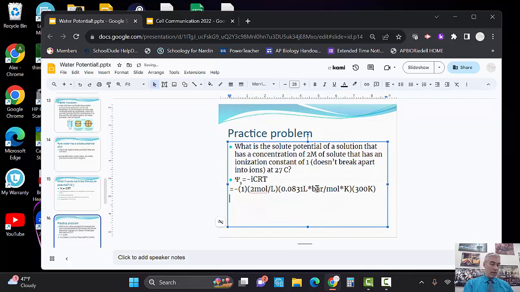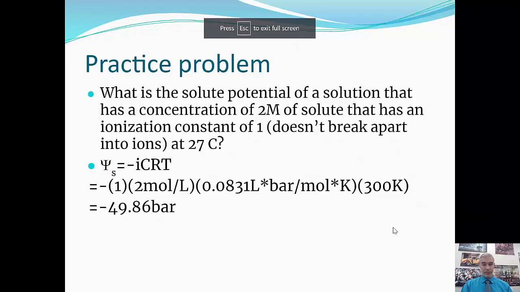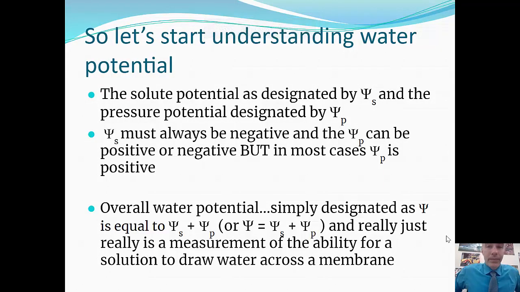So when you do this calculation, you end up getting -1 times 2 times 0.0831 times 300, which equals -49.86 bars. And that's the answer. That means that's how strong that drawing power is for that solution. So that's solute potential, and then how you calculate it.